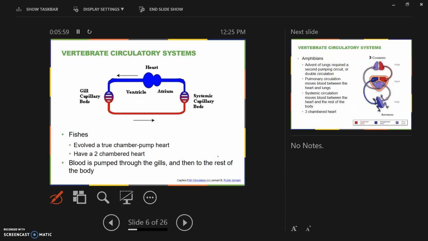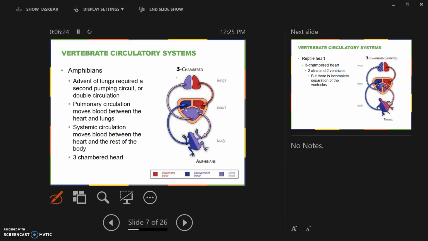And here are the notes on the circulatory system of the fishes. The heart is a two-chambered heart. Blood is pumped from the heart through the gills and then to the rest of the body. So here's the heart, pumps blood to the gills to pick up oxygen, and then to the rest of the body, and then back to the heart. Amphibians have a three-chambered heart.